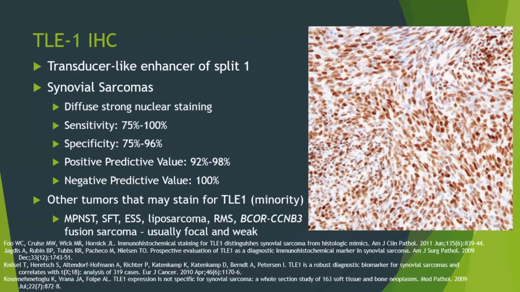Most of them would agree that diffuse strong nuclear staining is considered positive. However, most of the studies still had synovial sarcomas that had weak positivity for TLE1. On the flip side, there are also other tumors that stain for TLE1, such as MPNST, solitary fibrous tumor, endometrial stromal sarcoma, liposarcoma, rhabdomyosarcomas. But these tumors usually exhibit weak focal reactivity. And this is the reason why the positive predictive value and the specificity is not perfect.